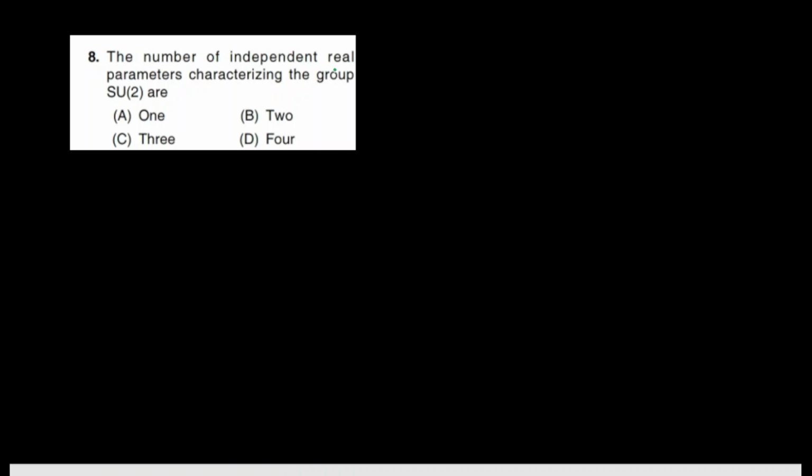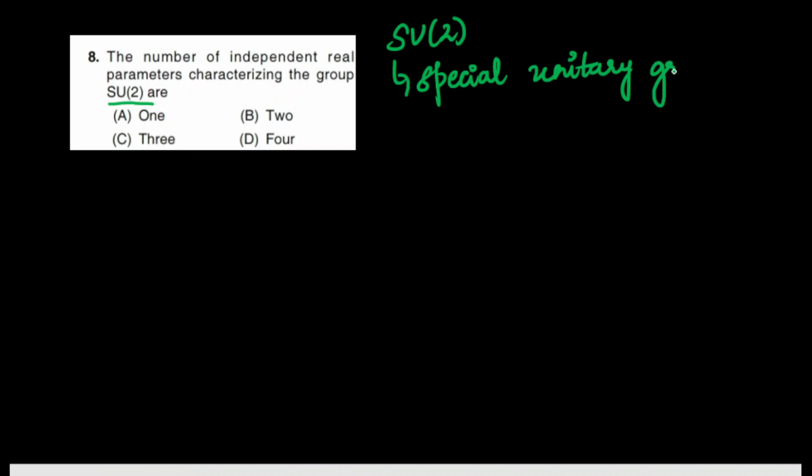The number of independent real parameters characterizing the group. It is a special unitary group of order 2. SU2 means, what does this SU2 represent? It means special unitary group of order 2. This inside the bracket, if it is 2, means it is of order 2.